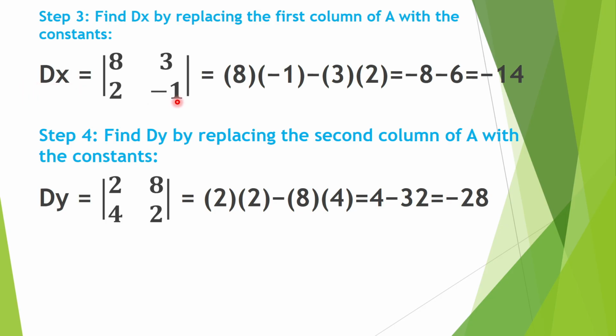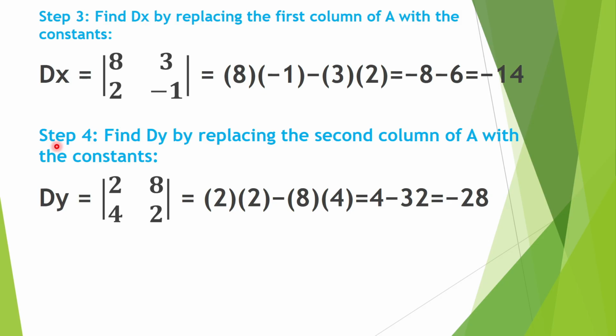So let's solve it. First of all, we will multiply 8 and minus 1, and in the middle we insert minus, and multiply 2 and 3. This will become minus 8, and then minus 3 multiplied by 2 equal to 6. So minus 8 minus 6 equal to minus 14. So the value of Dx is equal to minus 14.